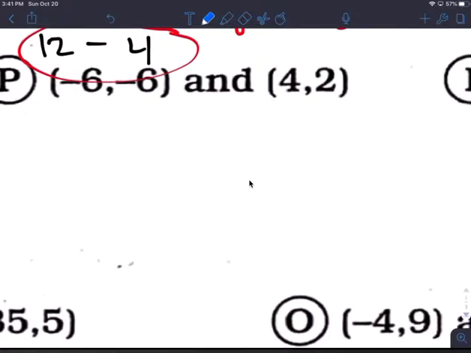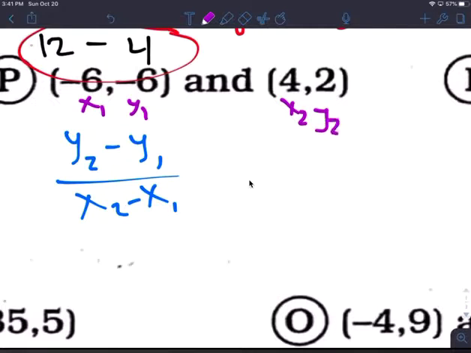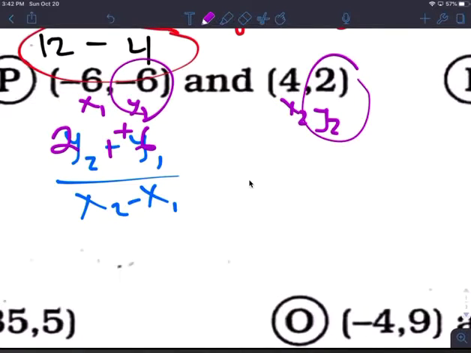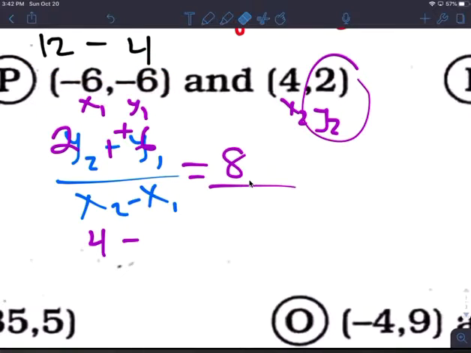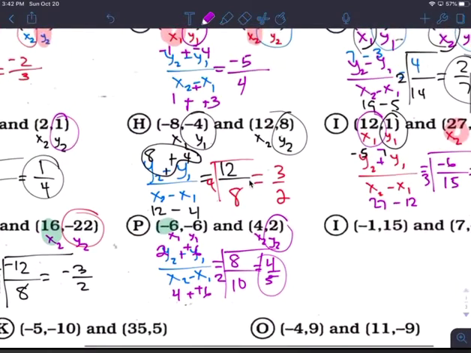X sub 2 minus x sub 1 over, y sub 2 minus y sub 1 over x sub 2 minus x sub 1. Okay, and here's x sub 1, y sub 1, x sub 2, y sub 2. 2 minus negative 6, 2 minus a negative 6 gets you 8. 4 minus, it's negative 6 here. Add, that gets you 10. Divide by 2, you get 4 over 5. Divide by 2, get 2 over, can't go in evenly, because 2 can't go into 5. So your answer is 4 over 5.